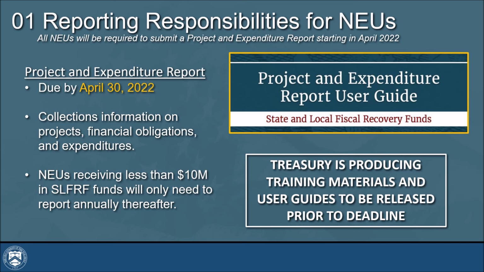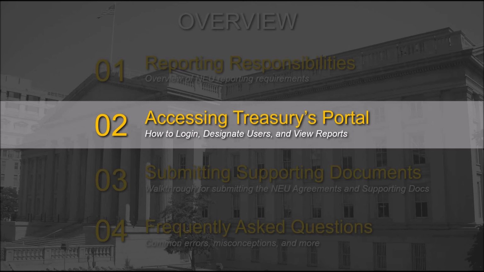Please note that Treasury is working hard right now to produce additional training materials, user guides, and other resources around the April 30th deadline for the project and expenditure report. And these materials will be available on the Treasury website soon. And we'll endeavor to make sure that we provide for NEUs the instructions to make the project and expenditure report as easy and as straightforward as possible. Now that we've covered the reporting responsibilities for NEUs, let's move on to accessing Treasury's reporting portal.